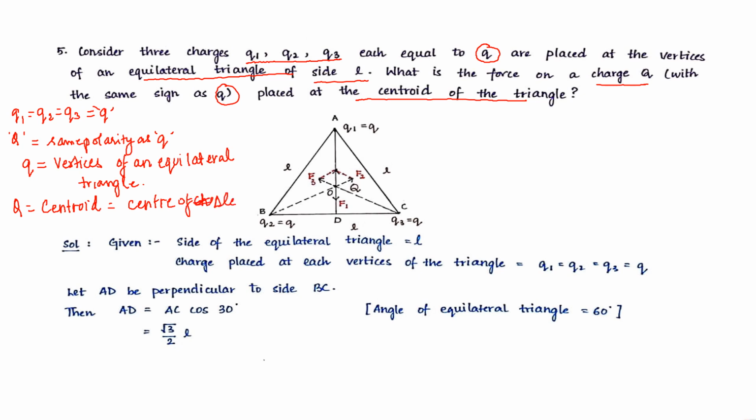Centroid implies the center of the triangle. Okay. So now let us understand what an equilateral triangle is. Equilateral, as the name suggests: equi means equal and lateral means sides. A triangle having all three sides equal to each other is called an equilateral triangle, and in this case the length of the side is L, small l. The other property of an equilateral triangle is that it has equal angles.